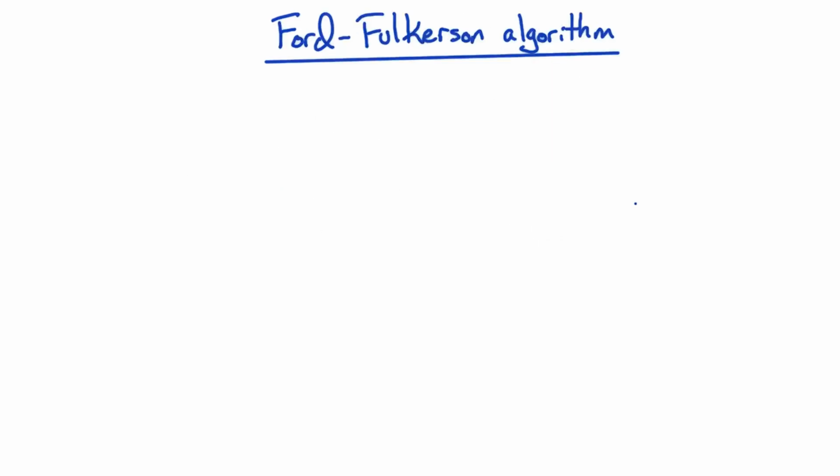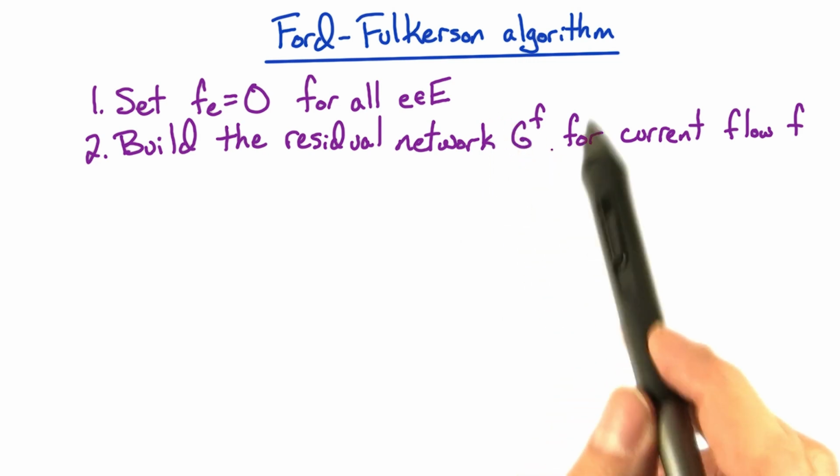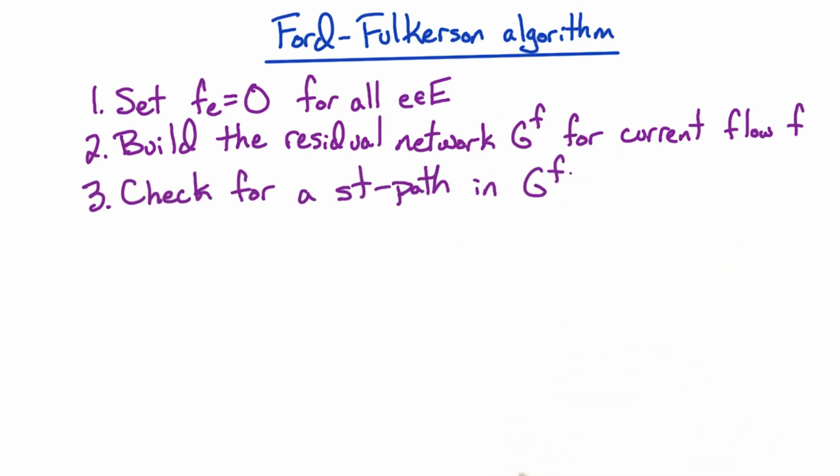Now we can state the Ford-Fulkerson algorithm. This is going to follow the same basic approach we did before, but instead of considering the graph of available capacities, we're instead going to consider the residual network. We're going to start by initializing the flow to 0 everywhere. Then we build the residual network for the current flow. Initially, the residual network will be the same as the input flow network. Now we look for a path from S to T in this residual network.